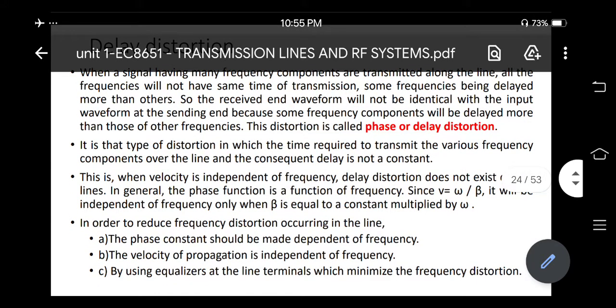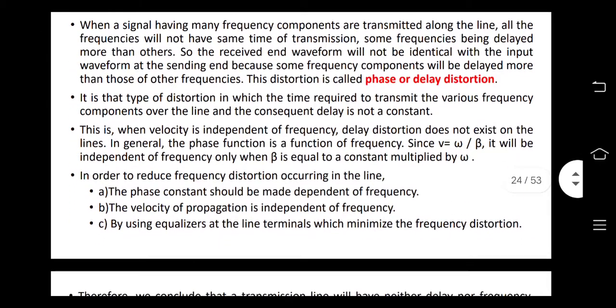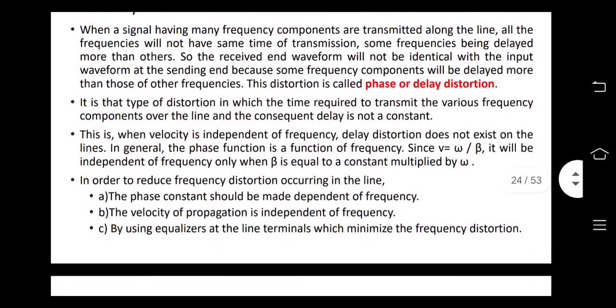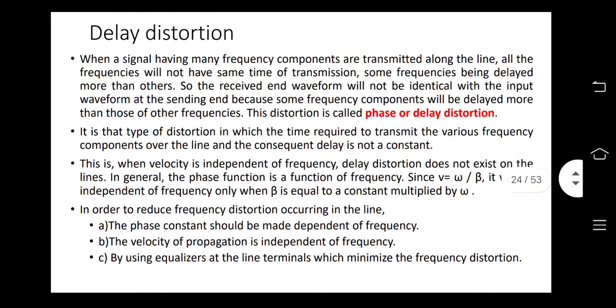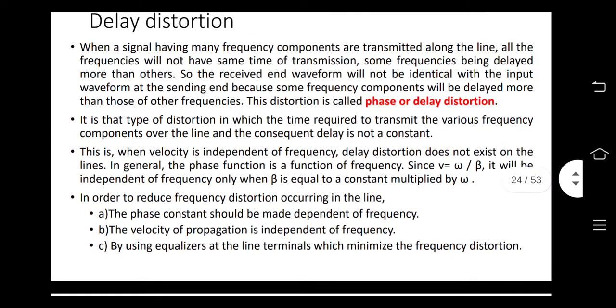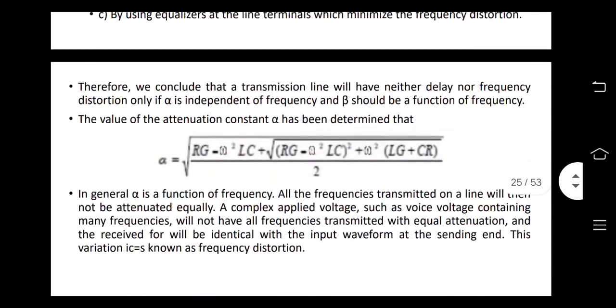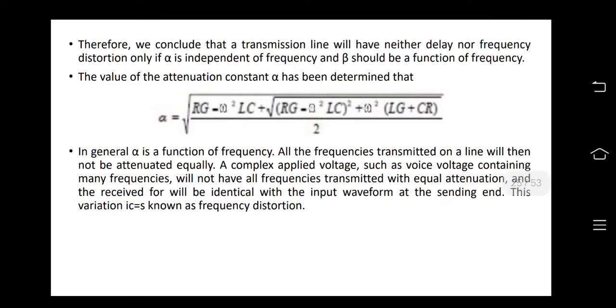In order to reduce the delay distortion occurring in the line, the phase constant should be made dependent on frequency. The velocity of propagation is made independent of frequency by using equalizers at line terminals, which minimize the distortion. Therefore, we conclude that a transmission line will have neither delay nor frequency distortion only if alpha is independent of frequency and beta is a function of frequency.